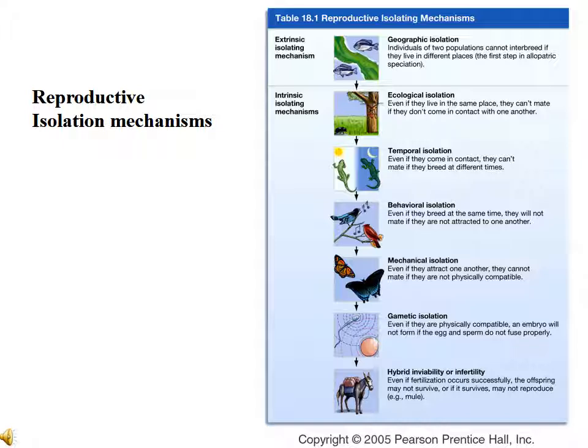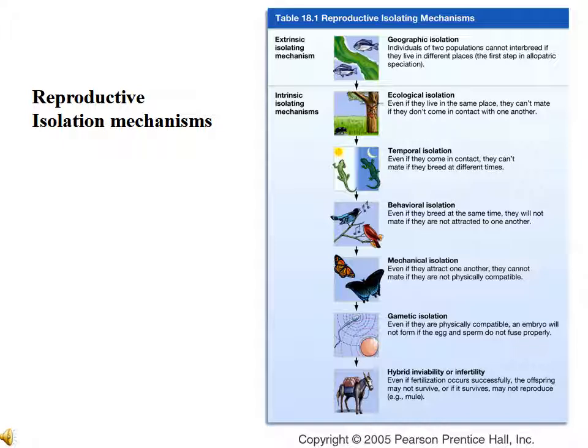One organism has a certain mating behavior, and another organism has a different mating behavior. As a result, one is not attracted to the other. Therefore, the organisms never get together.